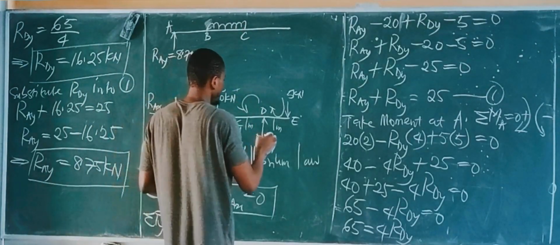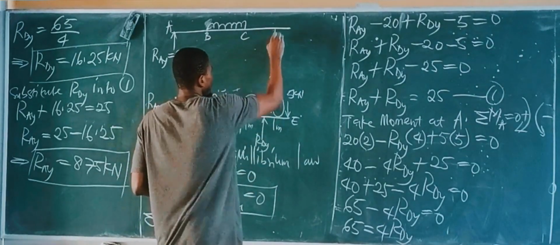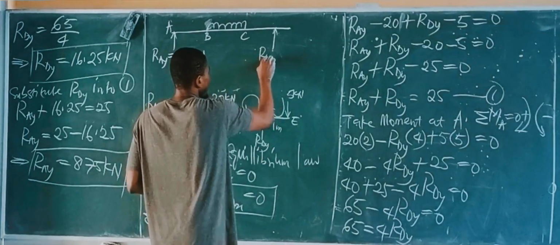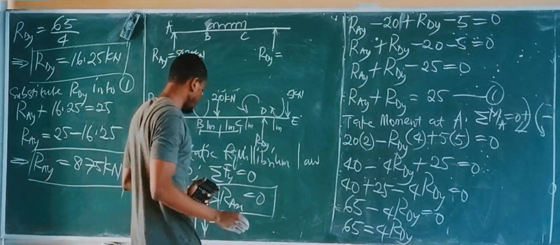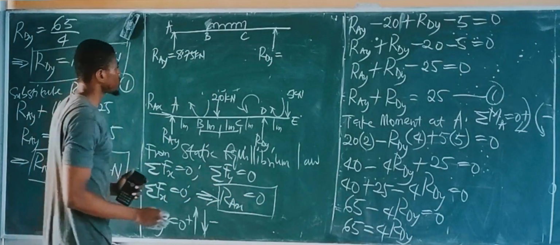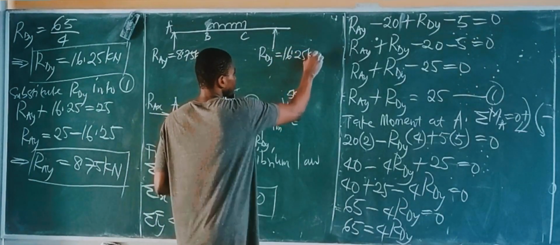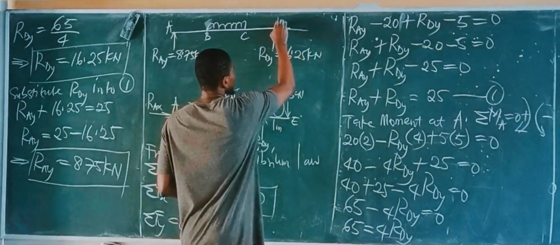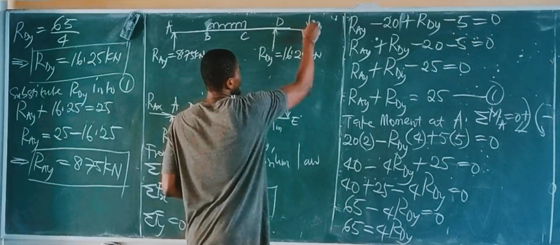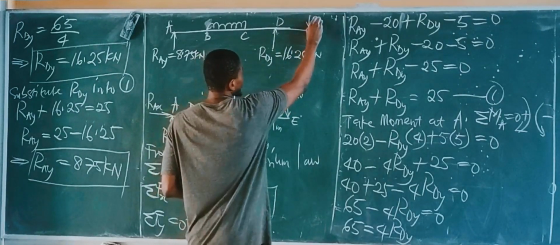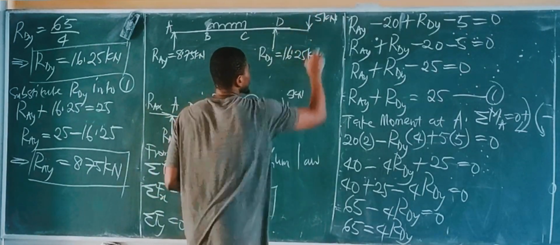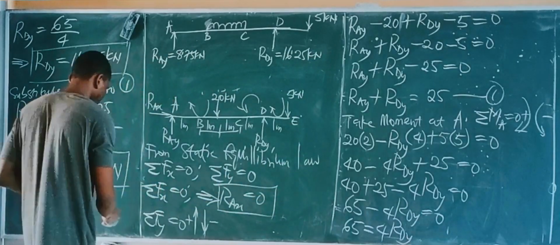Okay, at point D, we have RDY, and RDY was 16.25. So we have 16.25 kilonewtons. Finally, at point E, we have a load of 5 kilonewtons. Okay, so that is how we do.